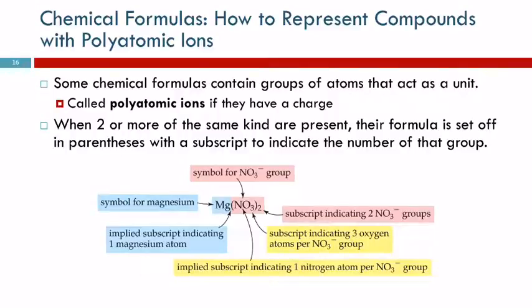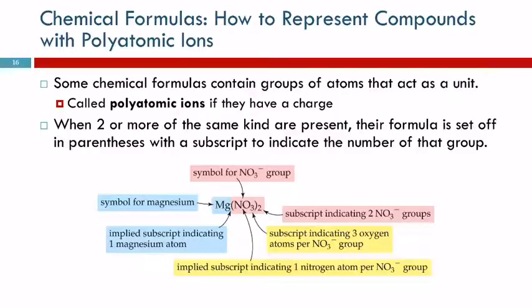So we were talking about chemical formulas and how the subscript after the symbol for the element tells us how many of each there are. Some chemicals have groups of atoms that act as a unit, and they're called polyatomic ions. So polyatomic, poly meaning many, atomic referring to atoms. So these are ions that have many atoms, but they act like a single unit.